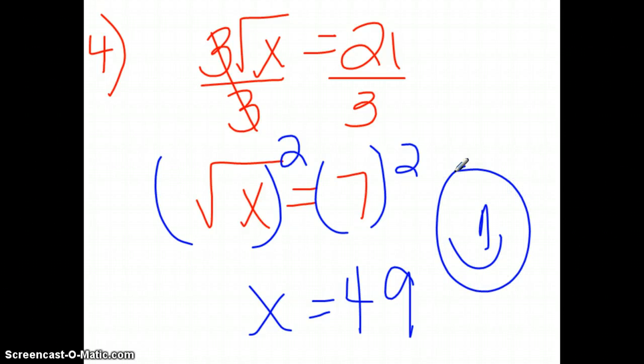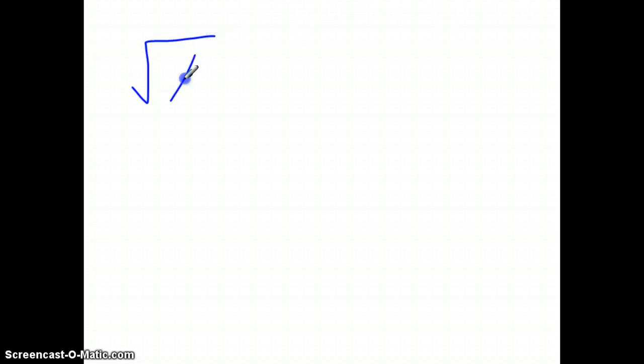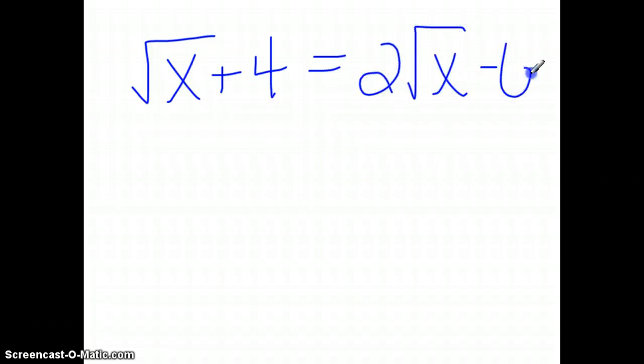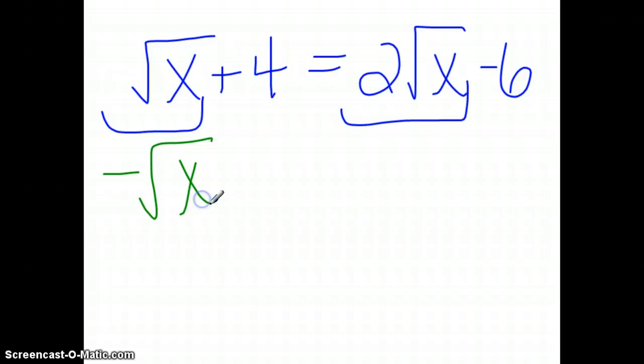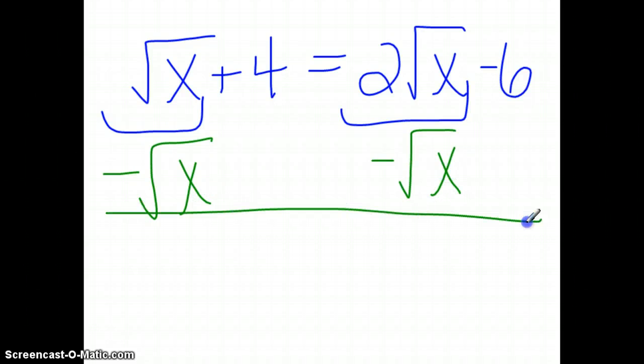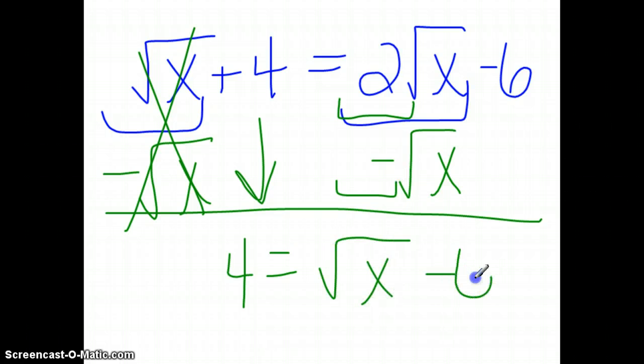Good. Now the last thing I want to talk to you about, because you might see it in your homework tonight, is if I ended up with variables on both sides. So like if I had the square root of x plus 4 equals 2 times the square root of x minus 6. The first thing I need to do is get all these x's on one side. So I'm going to subtract root x. And this is just combining like terms. I get 4 equals, what's 2 root x's minus 1 root x is 1 root x minus 6.